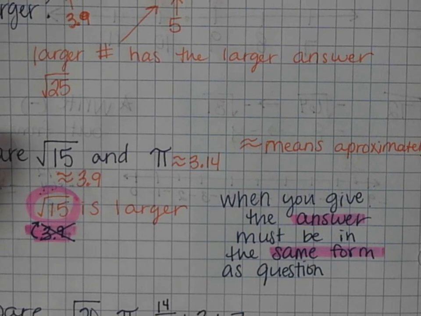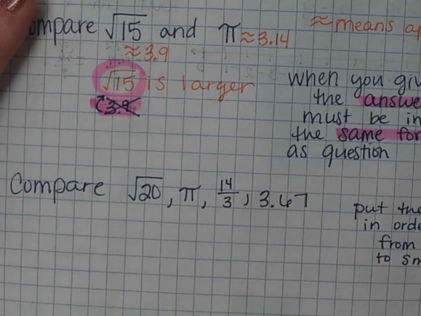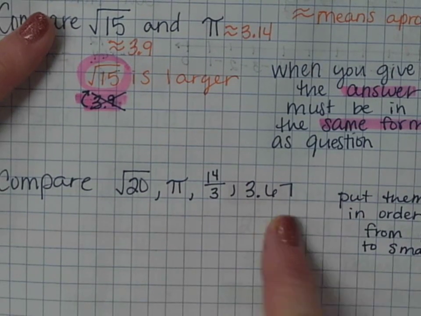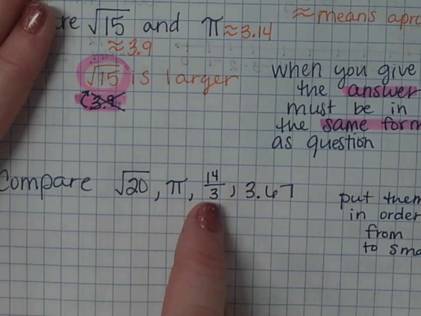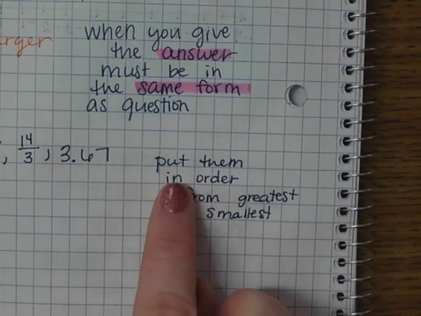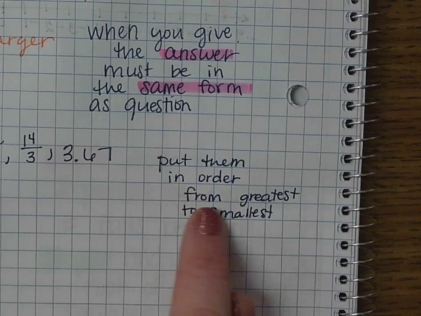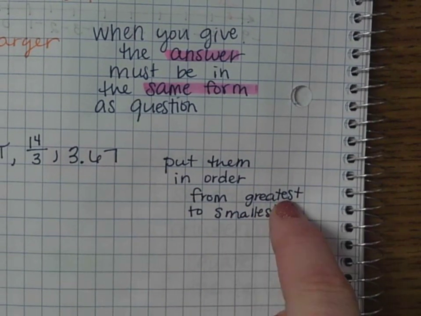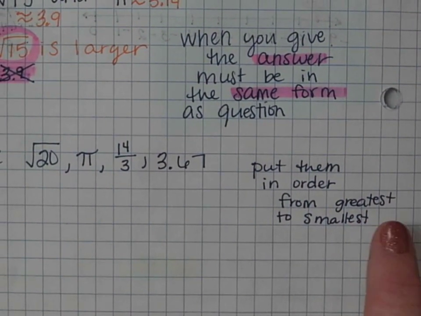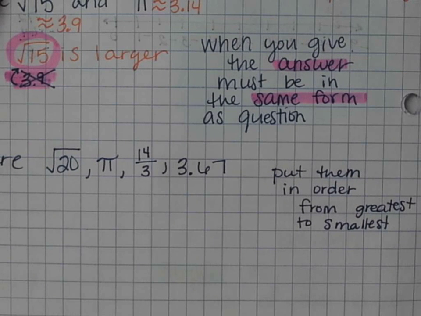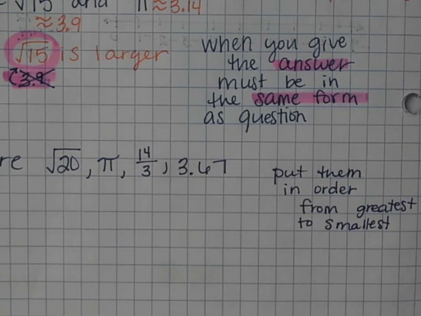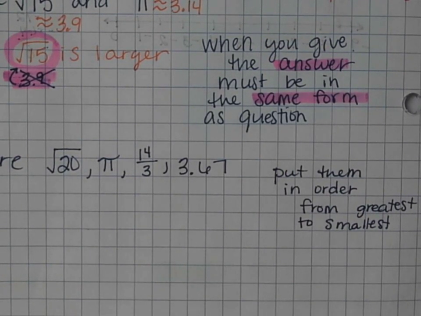Okay. A lot of times when you see these, there's going to be multiple numbers in different forms. So notice there's a square root, there's pi, there's a fraction, and there's a decimal. And then they're going to say put them in order from greatest to smallest. Sometimes they say it the opposite direction, so it might be smallest to greatest. So pay attention to that because it will mess you up and it will be completely wrong. And if it was a multiple choice, they would definitely have the opposite way listed as an answer, just because they want to make sure that you're actually reading the problem carefully.